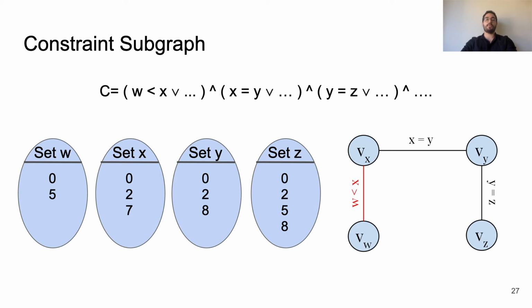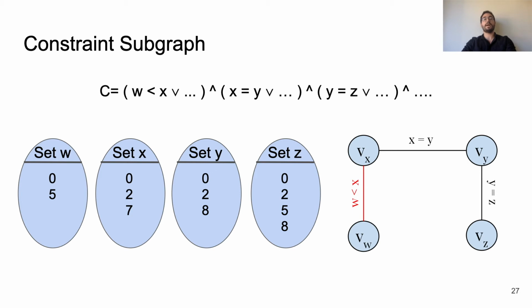For the given problem, we first need to build a constraint subgraph. For each set, there will be a vertex in the graph. For each equality and inequality between 2 integer variables, we add the corresponding edge between the sets that these 2 variables are drawn from. For example, for w less than x, we add an inequality edge between vertex x and vertex w.